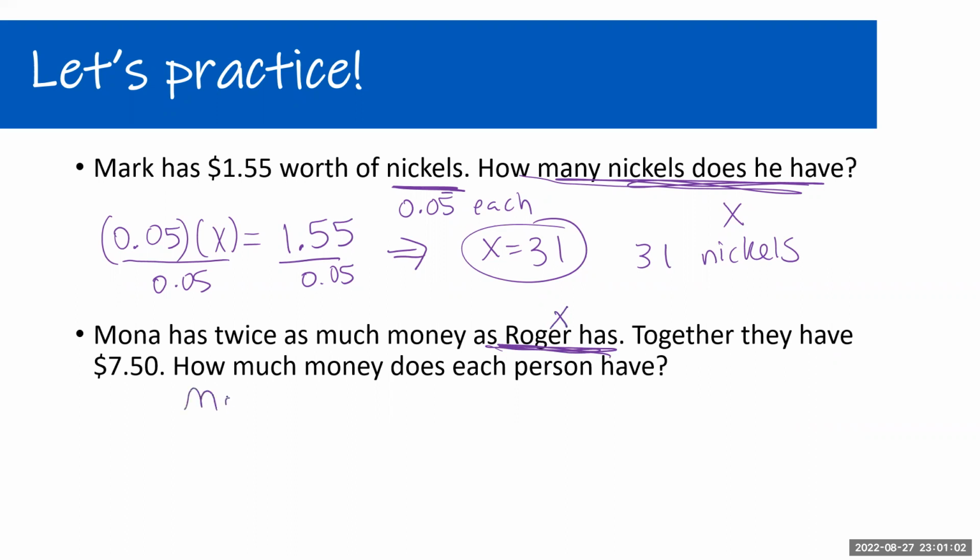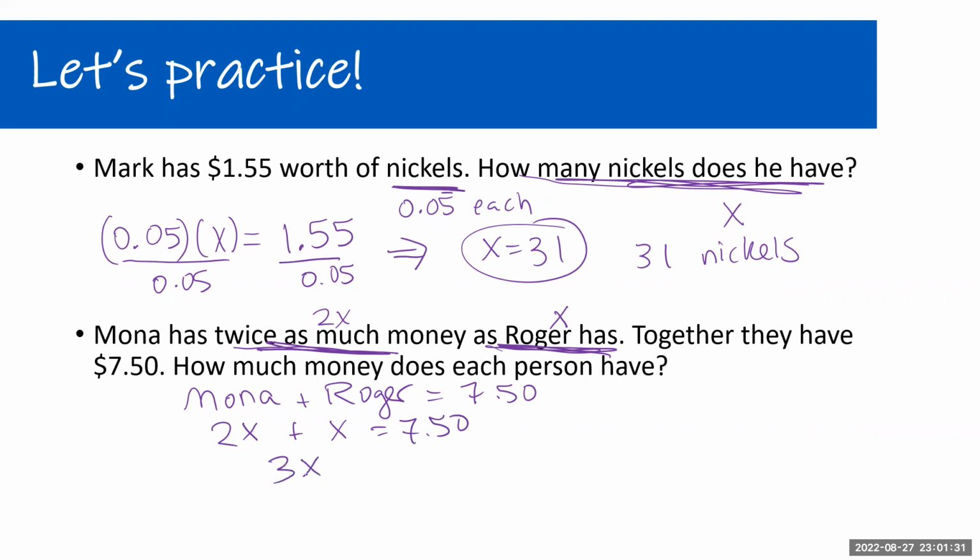We also know that Mona plus Roger is 750. Okay, so it's 7.5. Mona is twice as much as X, so that's going to be 2 times X. So Mona is 2 times X, Roger is 1X, and together they make 750. So 2X plus 1X is 3X. And now we just solve like a normal equation.